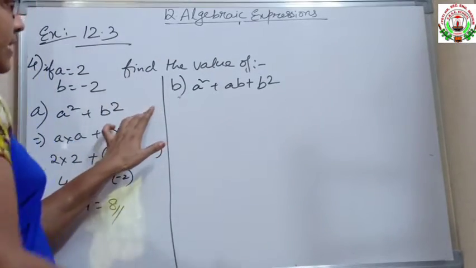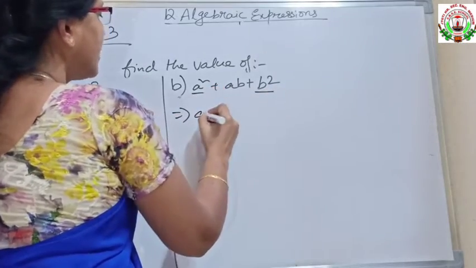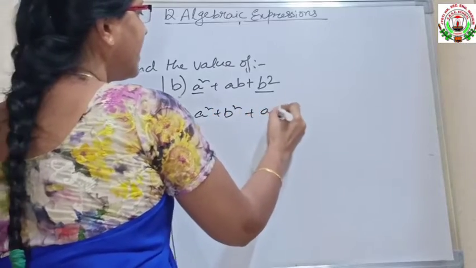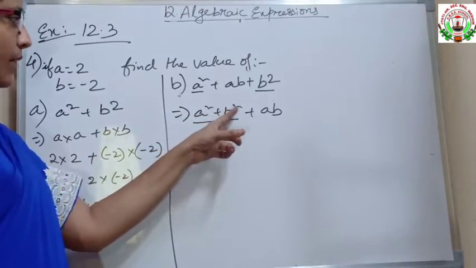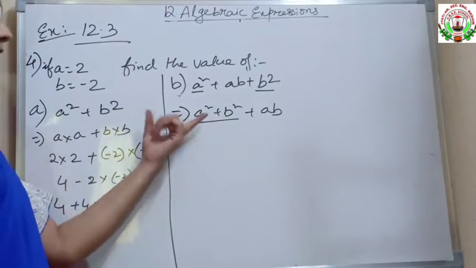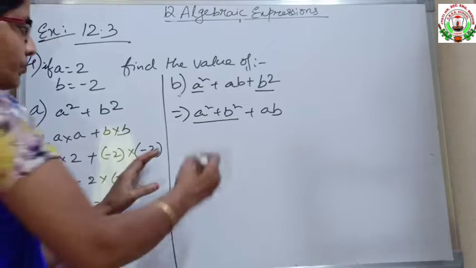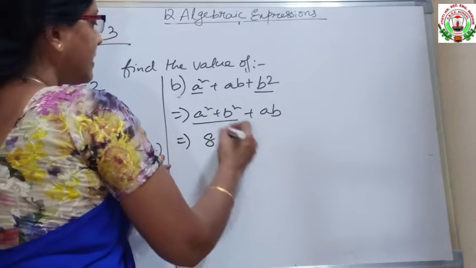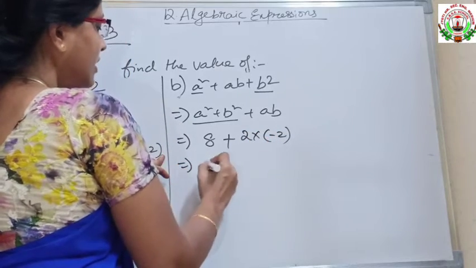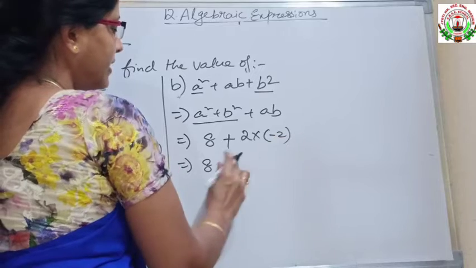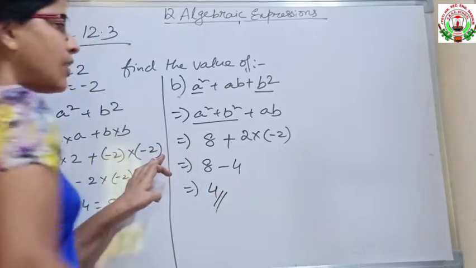So here a square plus ab plus b square. Let us take out these two first: a square plus b square plus ab. See, in the first question, a part, we have got the value of a square plus b square as 8. So I can replace it with 8. If you want to solve the whole thing, you can solve it also. I am replacing this with the value 8 here. So this will be 8 plus ab, it is 2 into minus 2. So this will be 8 plus into minus, it is minus, and 2 2s are 4. So 8 minus 4 is your answer.